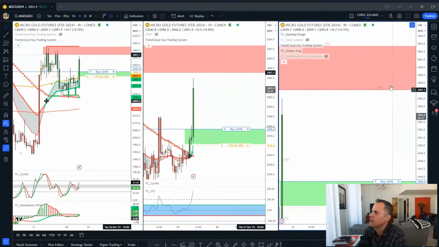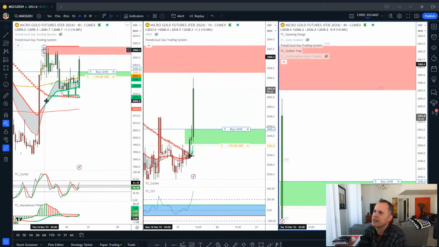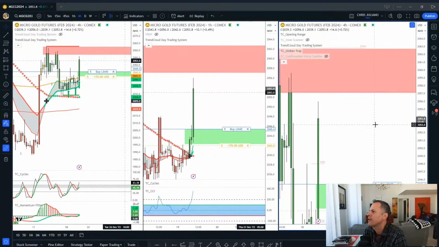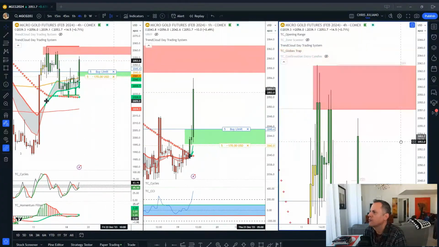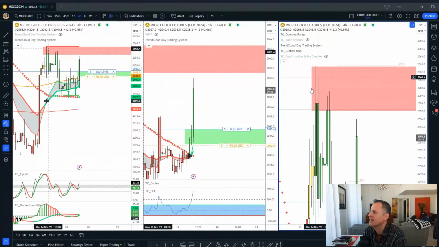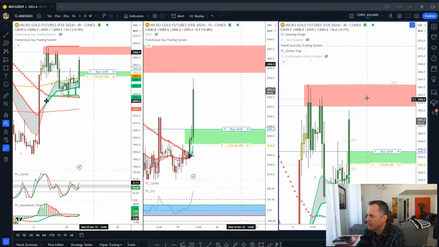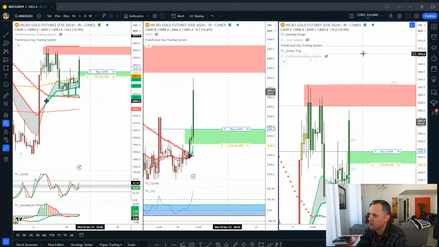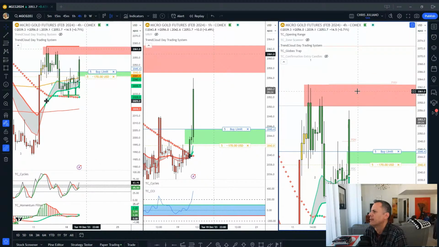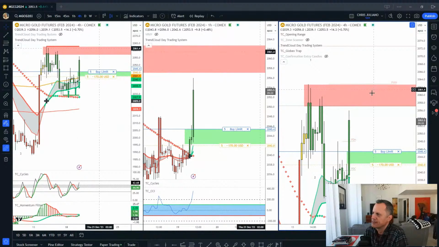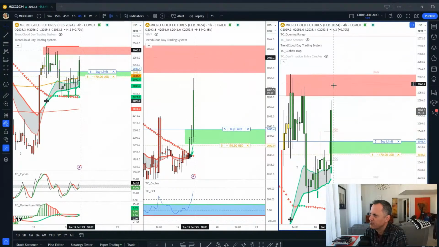Previous month's close, previous month's high, right there. Heading for that previous month's close. Look at that, guys. Right inside. Imagine if it rips through all of that. Holy cow. I don't see it ripping through all of this. It's got to have some kind of a pullback here.